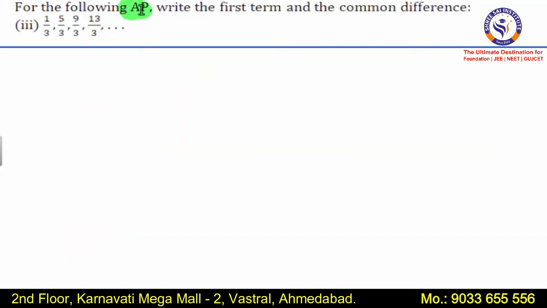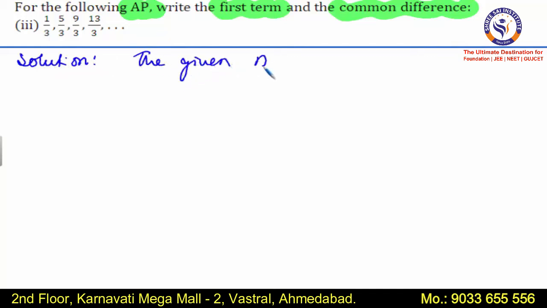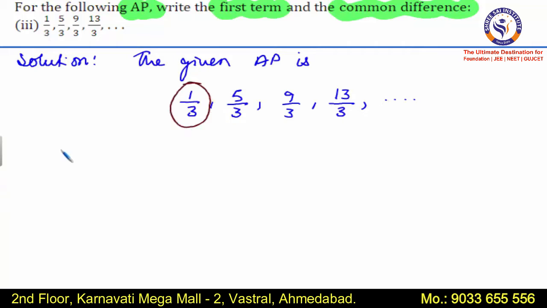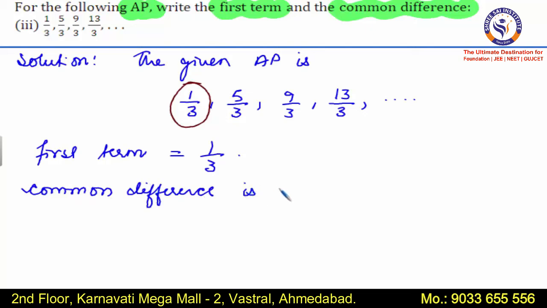This question says, for the following AP, write the first term and the common difference. The given AP is 1 upon 3, 5 upon 3, 9 upon 3, 13 upon 3, and so on. Now here we can see that the first term of the given AP is 1 upon 3, and the common difference is obtained by subtracting any term from its succeeding term.